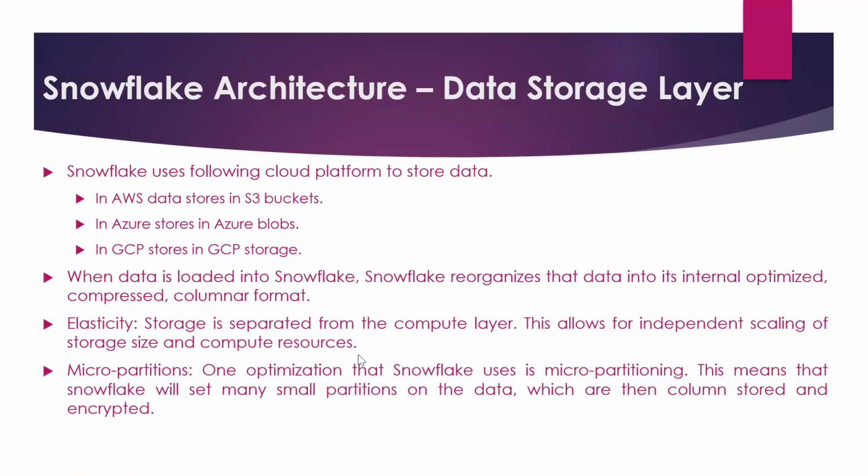Next one is micro partition. One optimization that Snowflake uses is micro partitions. This means that Snowflake will set many small partitions on the data, which are then column stored and encrypted. In the case of Snowflake, there is a concept called micro partitions. Whatever data we are storing into Snowflake is reorganized, in the sense it is going to partition the data into small partitions, which are called micro partitions.